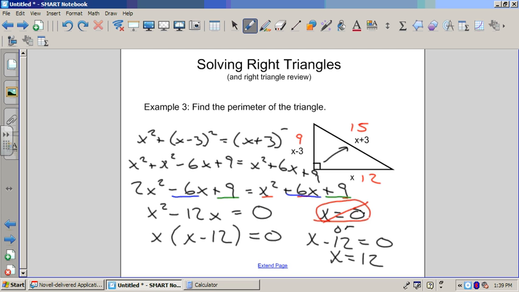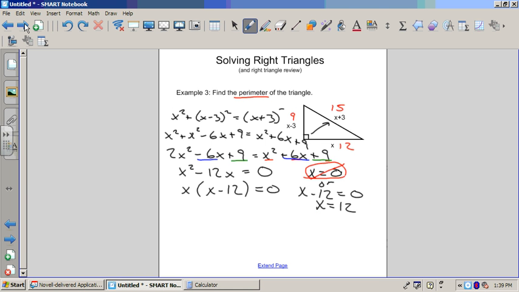It didn't ask me the value of x. It asked me the perimeter of the triangle. How do I find the perimeter of a triangle? I just add up the three sides. So the perimeter is 15 plus 9 plus 12, which is 27, which is 36. Okay. So the perimeter of the triangle is 36 units, whatever those 36 units are.